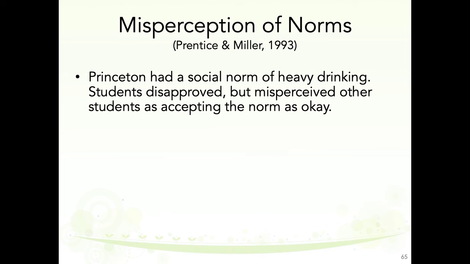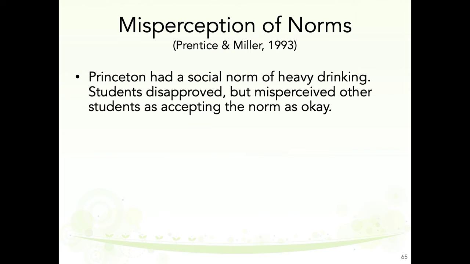Princeton is an elite university in the US, and they had a social norm of heavy drinking. The students mostly would express privately that they disapproved. You know, it's dangerous, it's not in line with their values, they don't like the social scene. But they had this misperception that everyone else thought it was okay. And because of that misperception, the objective drinking actually went on heavy for quite some time.